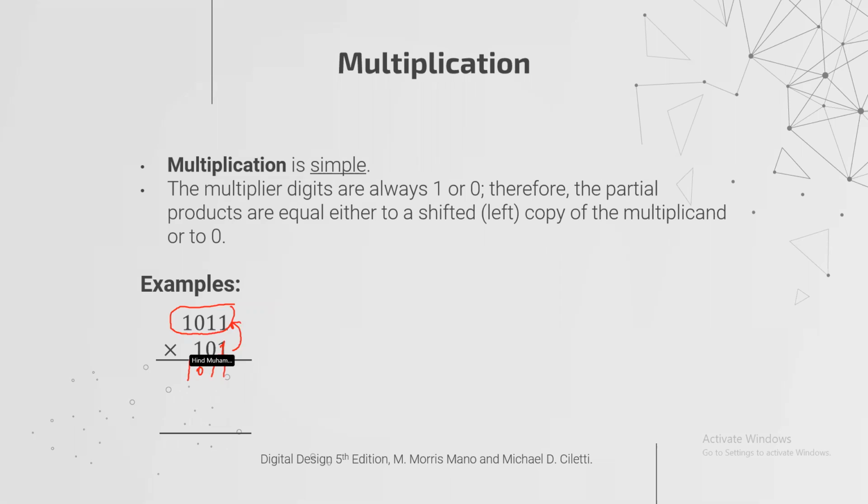Copy. Then shift. The second number is 0, which gives 0. 0 multiplied by anything is 0. Shift it again. And we have 1, so the same thing: 1, 1, 0, 1. Then add it all. It's going to be 1, 1, 1. And 1 plus 1 is 0, carry 1. Here 1 and 1.